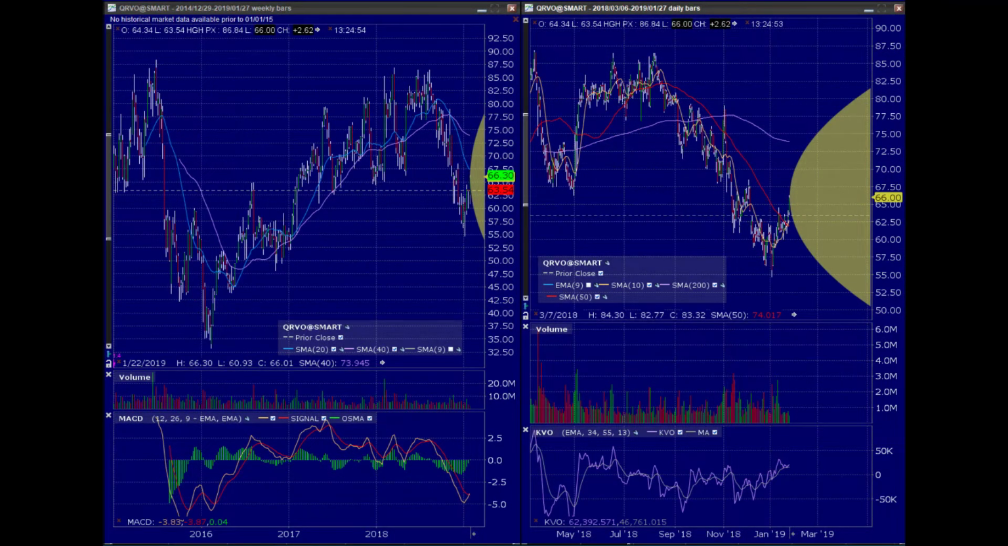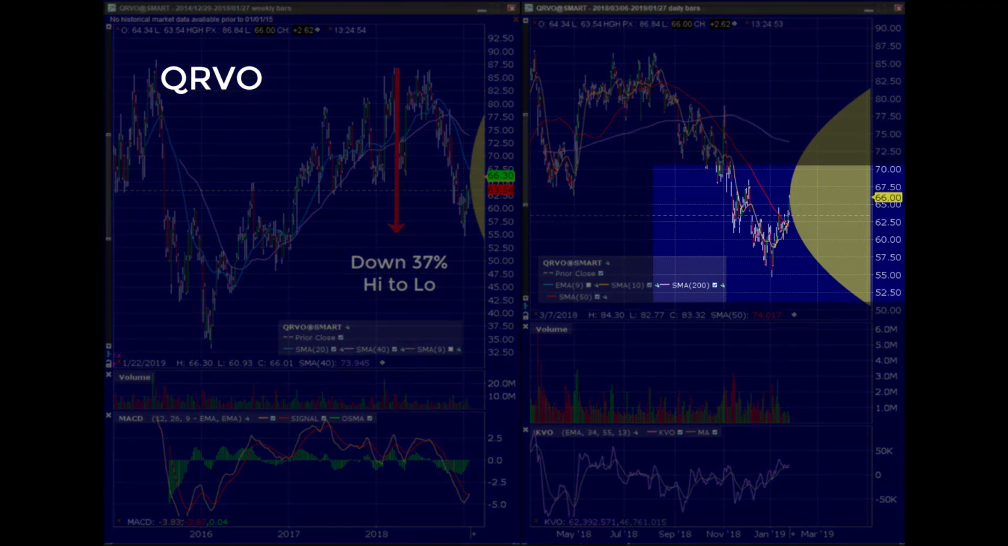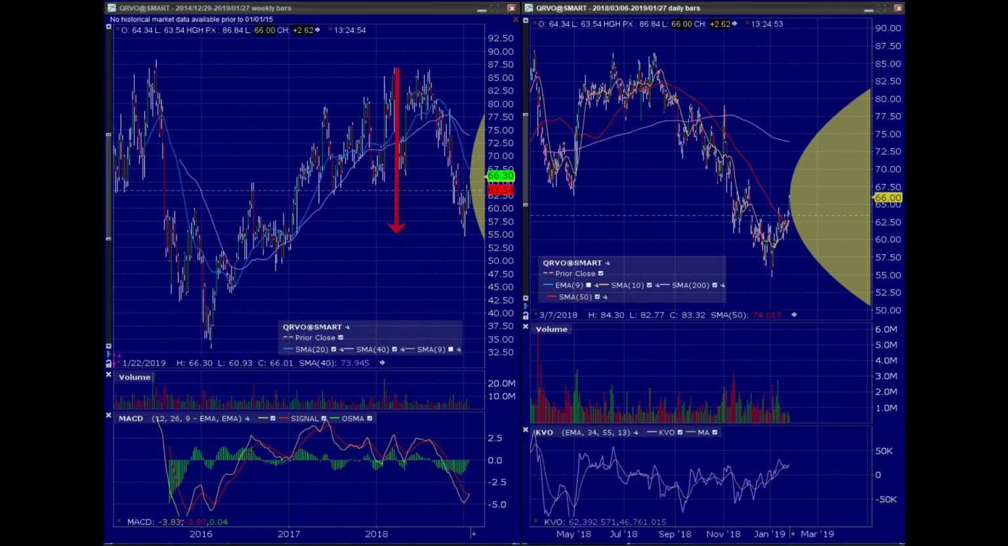The next stock is Qorvo Corp, symbol QRVO. The stock is down 37% from its recent highs. It too has an inverted head and shoulders pattern and shows signs of potential gains.